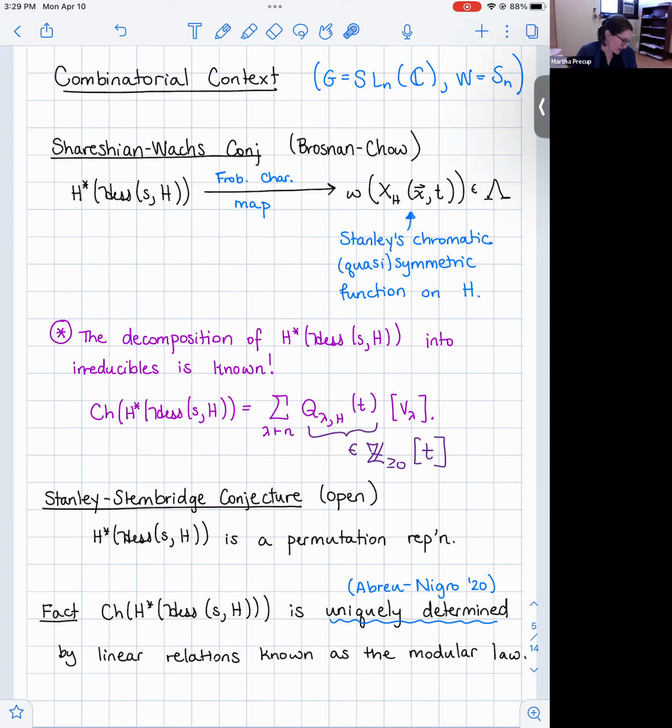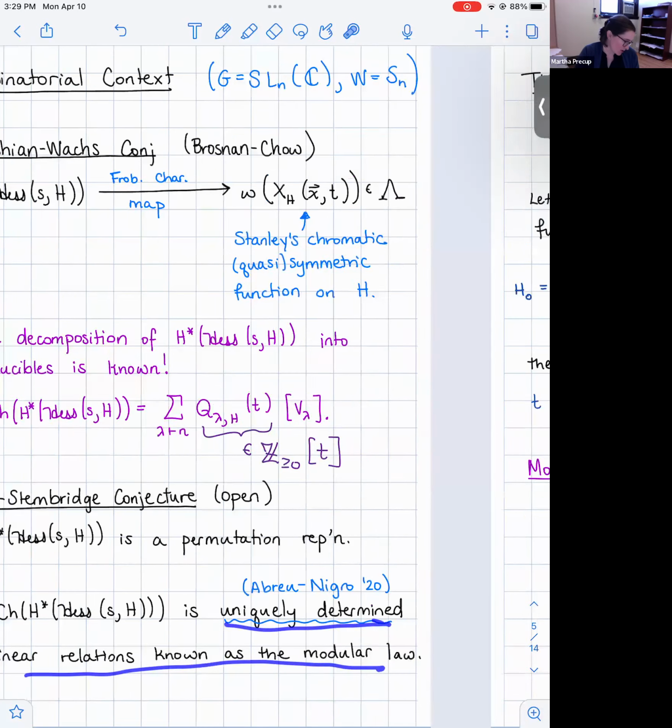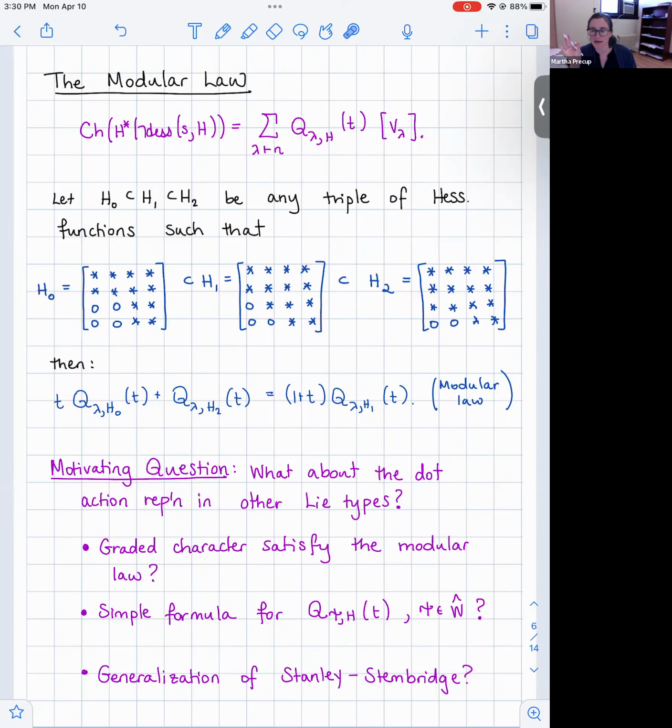So my last little point there was that there are also these linear relations called the modular law, which uniquely determine these representations. Again, this is a type A phenomenon. Let me give you a tiny taste of what this modular law is. I'm reminding you of the notation on the previous slide. You take the character of your dot action representation, which we express in terms of the basis of irreducibles. There's some polynomial coefficient here.